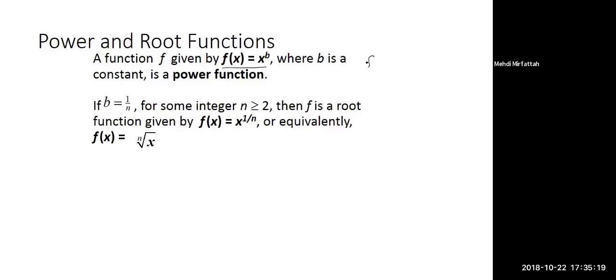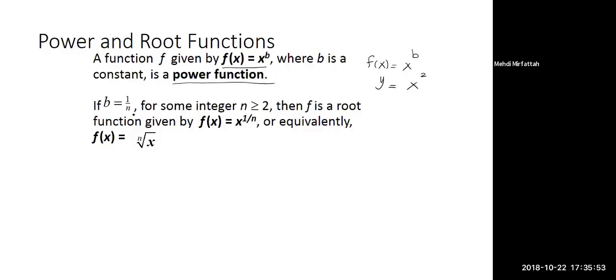So the first one is f of x is equal to x to the power of b, where b is a constant, could be any number. When you see a function like that, or sometimes you see y is equal to x to the power of 2, that would be an example of that. This is known as the power function. The power function is when you have a variable like x to the power of some number. Example, y is equal to x to the power of 2.